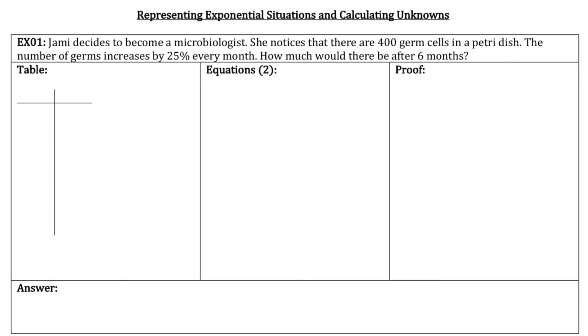So let's figure this out. There are 400 germs to begin with, and the number of germs increases by 25% each month.